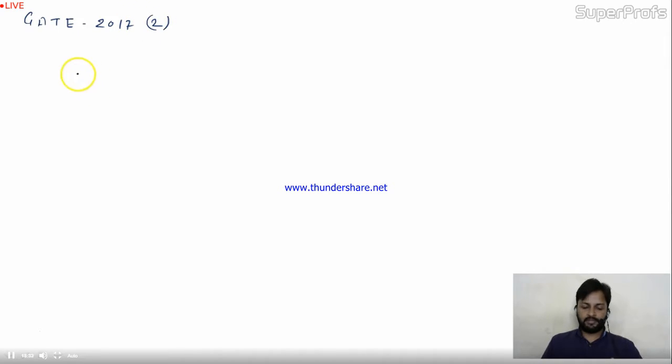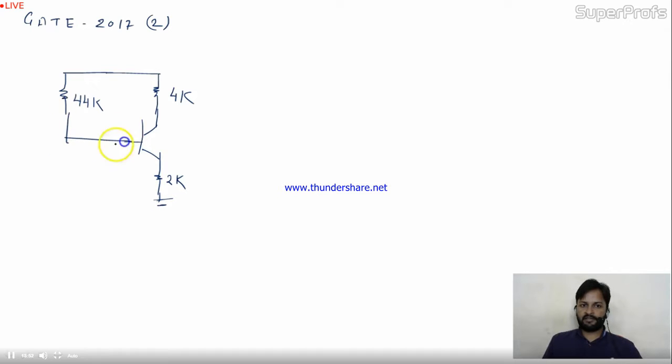A 2 marks problem. The circuit has 44K and 4K, with a 2K emitter resistor connected to ground. The base is connected over here, a potential divider circuit is given at the input stage, and VCC is given as 18 volt.